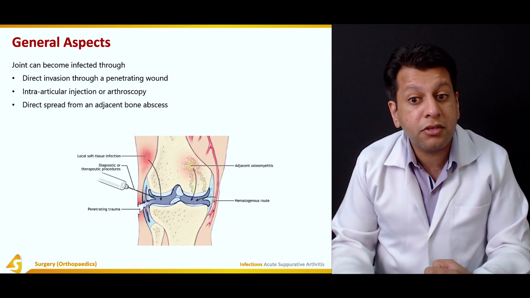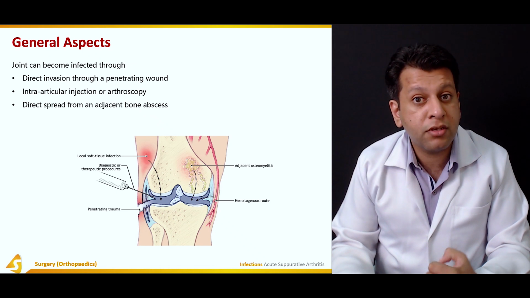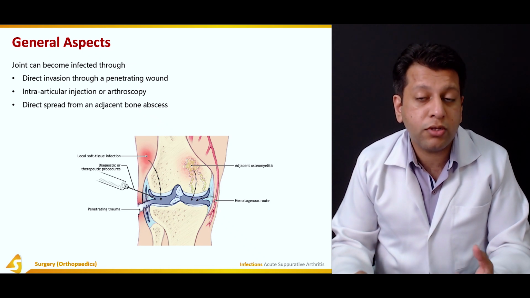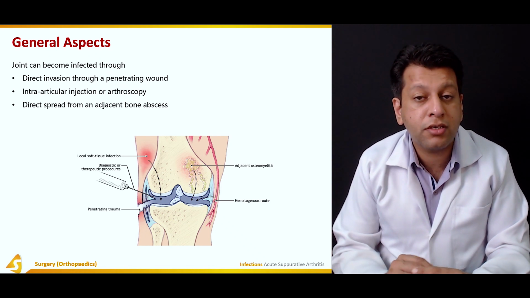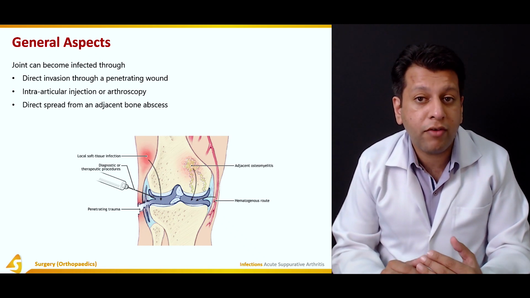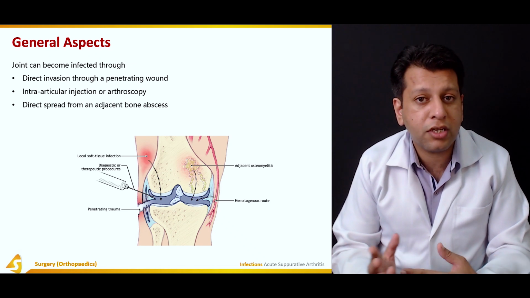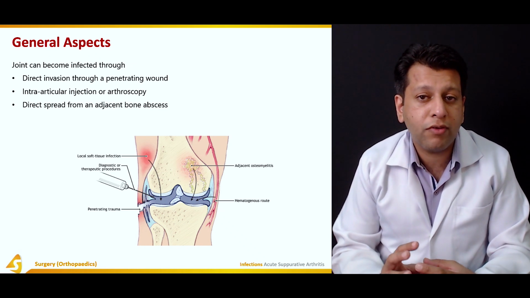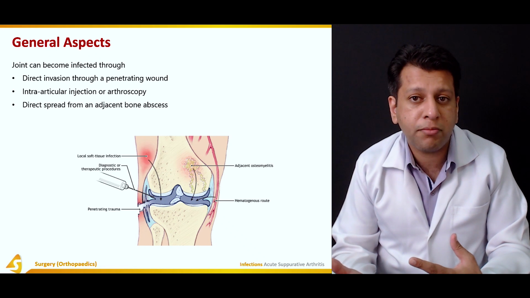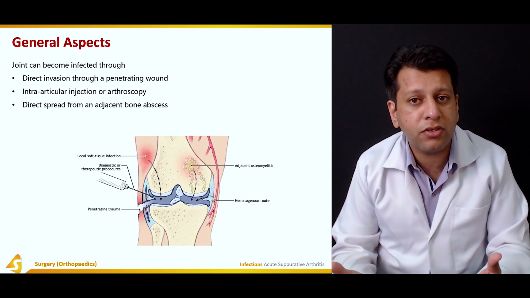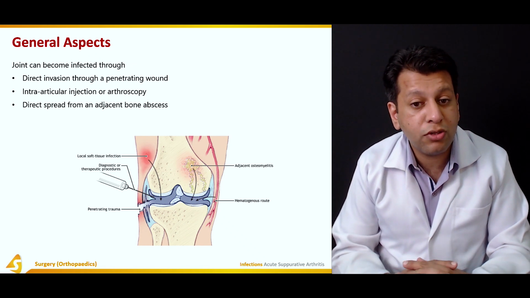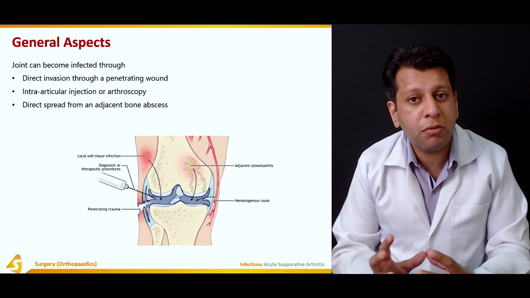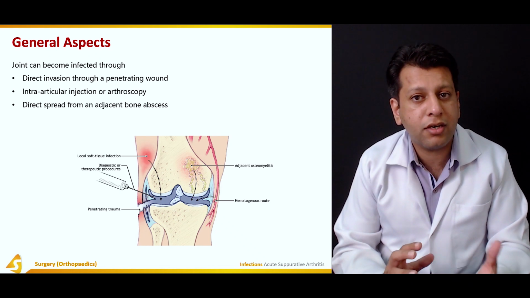There could be a direct spread from an adjacent bone abscess. As you know, in children, the periosteal blood supply is such that the metaphyseal arteries have connections with the epiphyseal ones, and there is an anastomosis between them. So if the initial infection was in the metaphyseal part, this will spread eventually through the physis into the epiphyseal part, and then eventually into the joint. So a joint can be infected through osteomyelitis or an adjacent area.